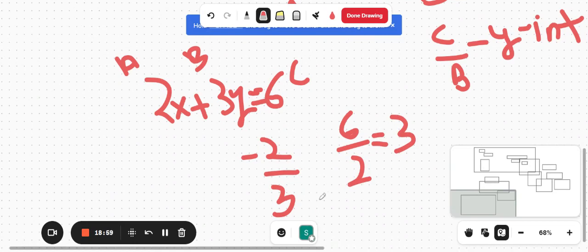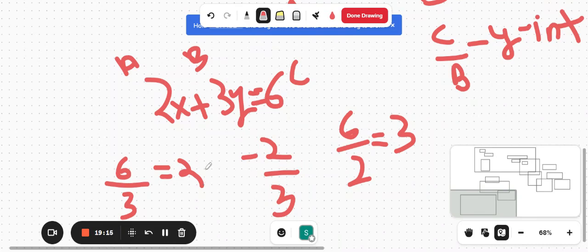Now, for the y-intercept, I'll just do it over here, is c over b. So we would just do 6 over 3. And that is just 2. So our y-intercept is at 0, 2.